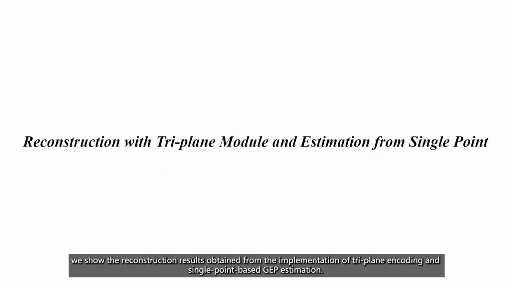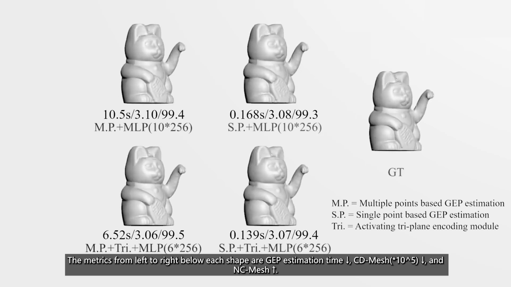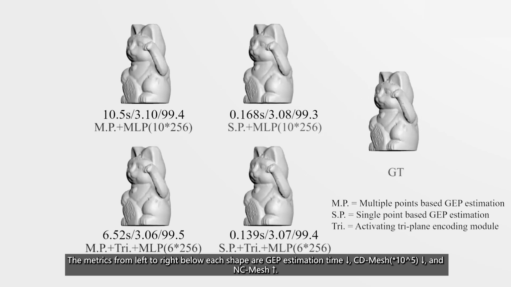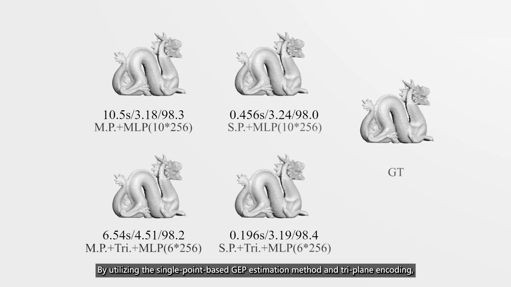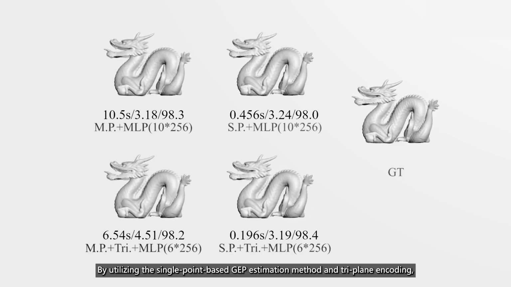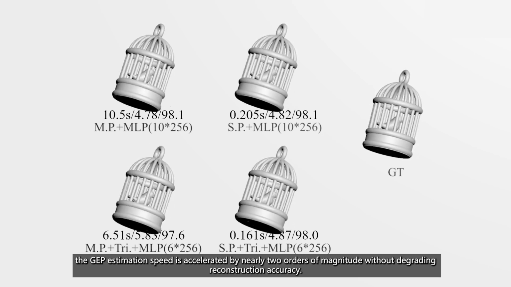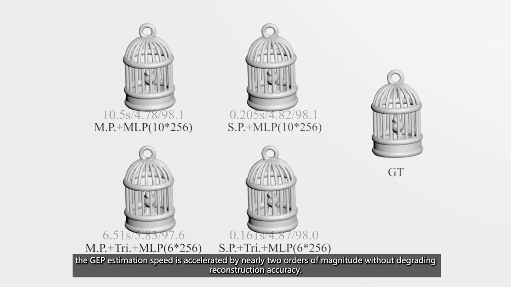Fourth, we show the reconstruction results obtained from the implementation of triplane encoding and single-point-based GEP estimation. The metrics from left to right below each mesh model are GEP estimation time, chamfer distance of mesh, and normal consistency of mesh. By utilizing the single-point-based GEP estimation method and triplane encoding, the GEP estimation speed is accelerated by nearly 2 orders of magnitude without degrading reconstruction accuracy.